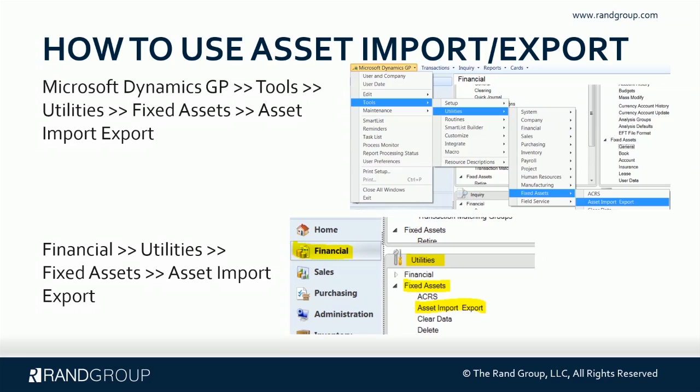There are two ways to get to Asset Import-Export. The first is by using the top navigation menu. First, you click on Microsoft Dynamics GP, Tools, Utilities, Fixed Assets, and then Asset Import-Export. The other way is by using the side navigation menu. Click on Financial, Utilities, and then under Fixed Assets, click on Asset Import-Export.